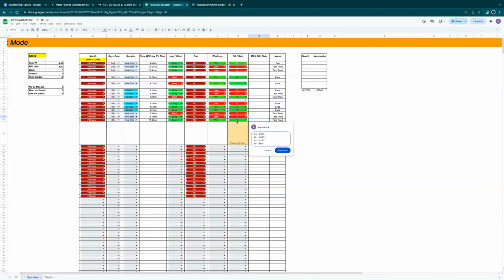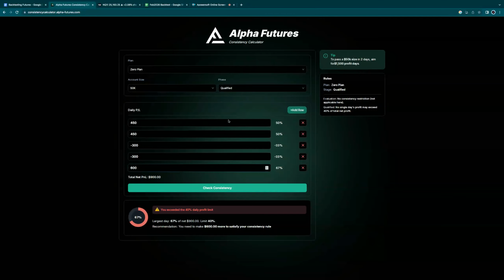Am I right on all that before I actually go ahead? So we lost 300, then made 450, 450, which is 9. Take away 3 is 6. Okay, here we made 150, and here we made 450, 450. So we're 450, 450, 150, and 600. Okay, so we haven't actually took a losing day.